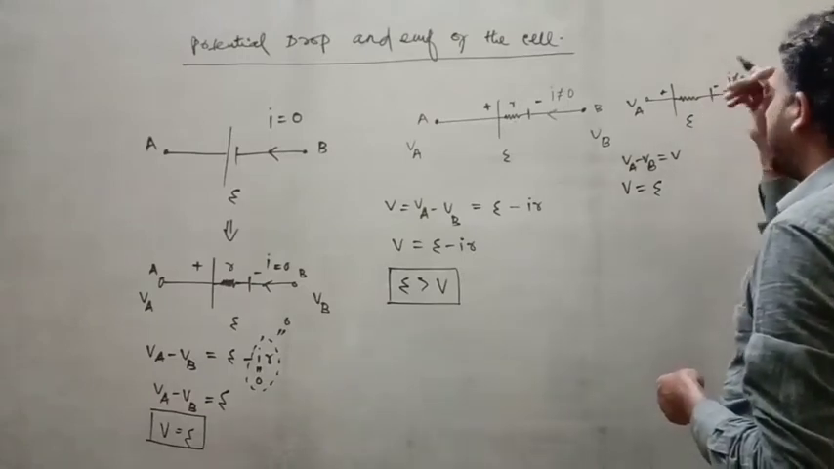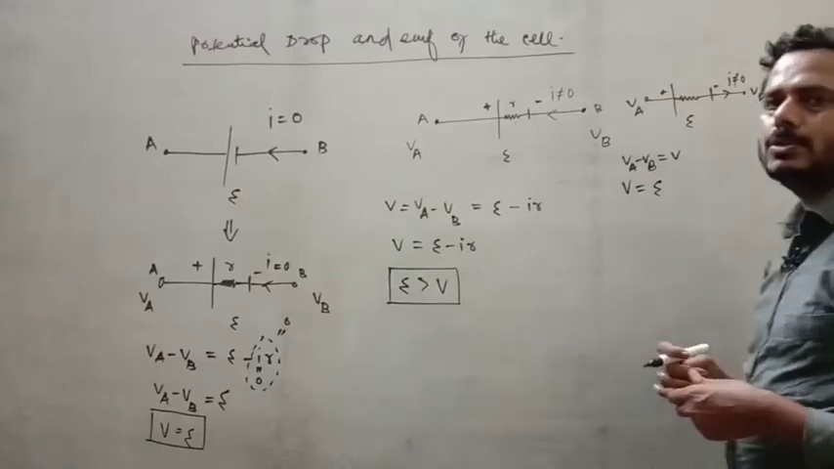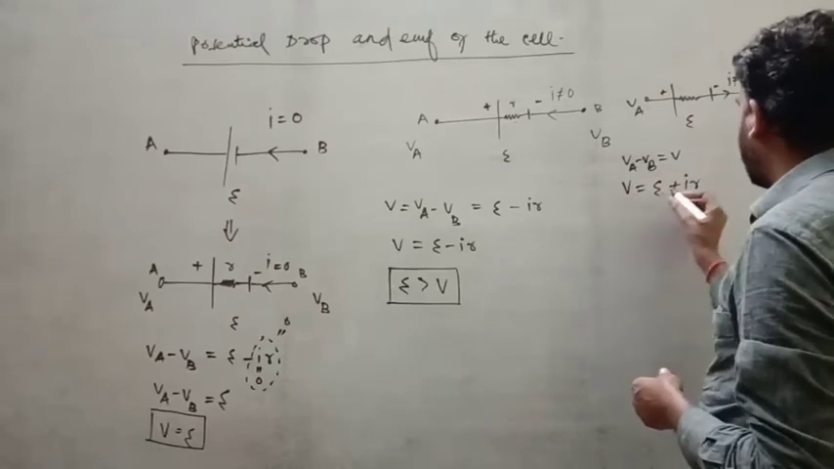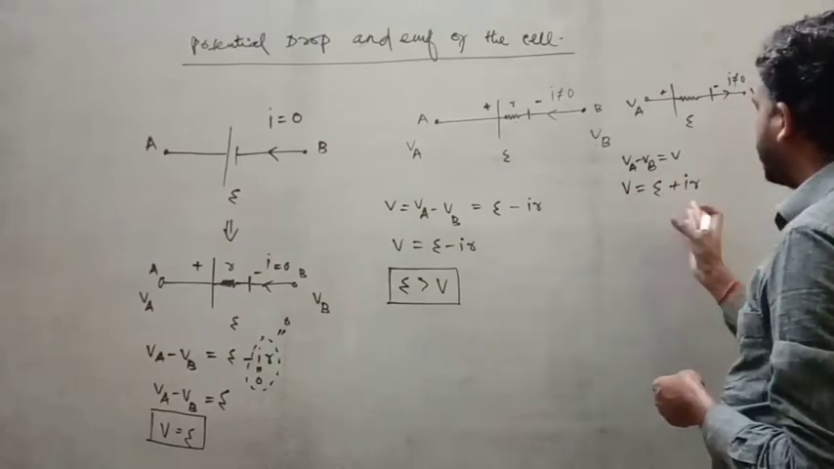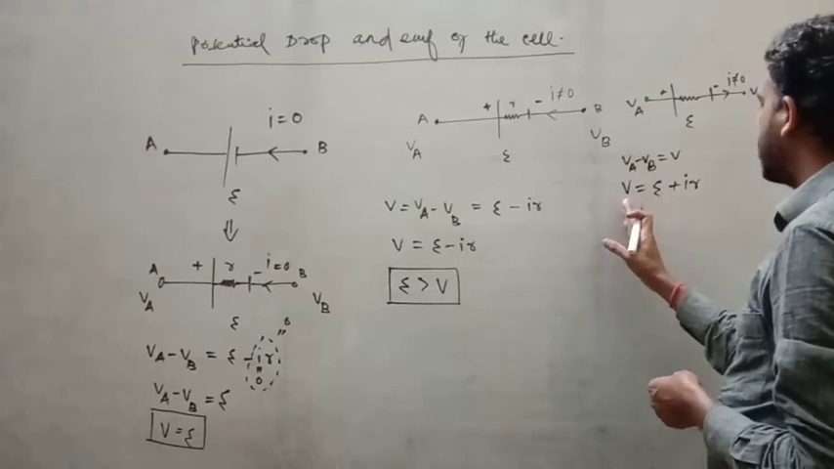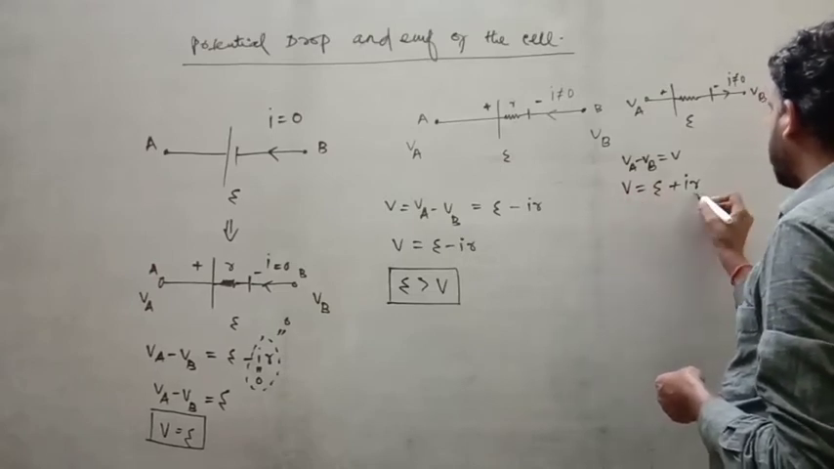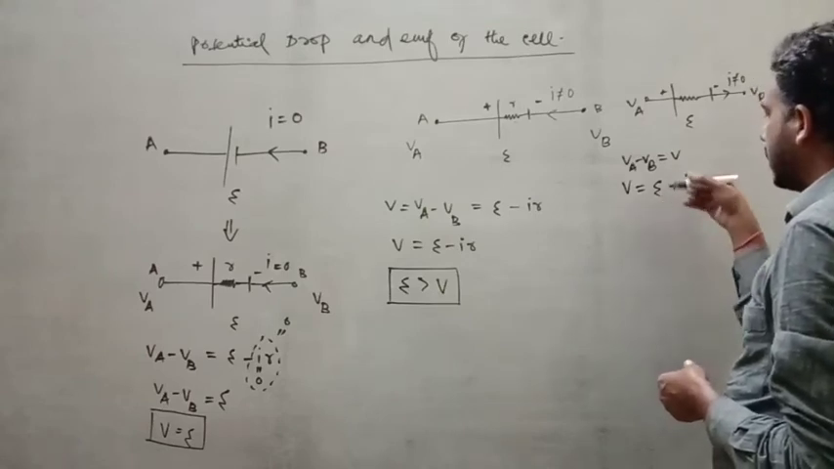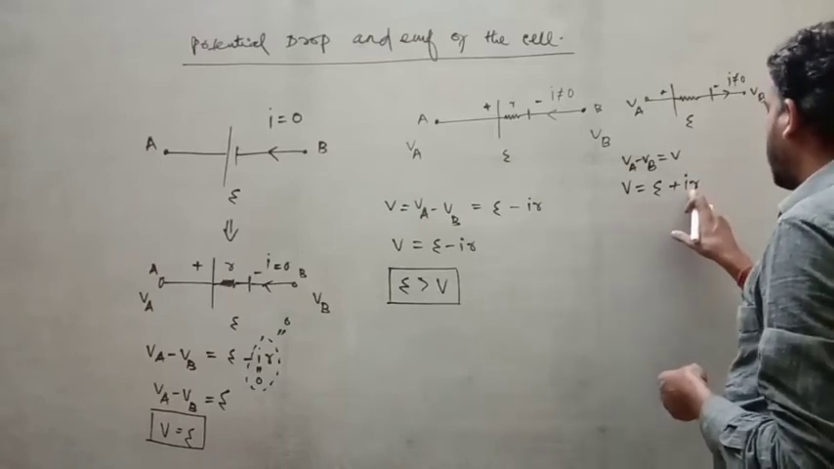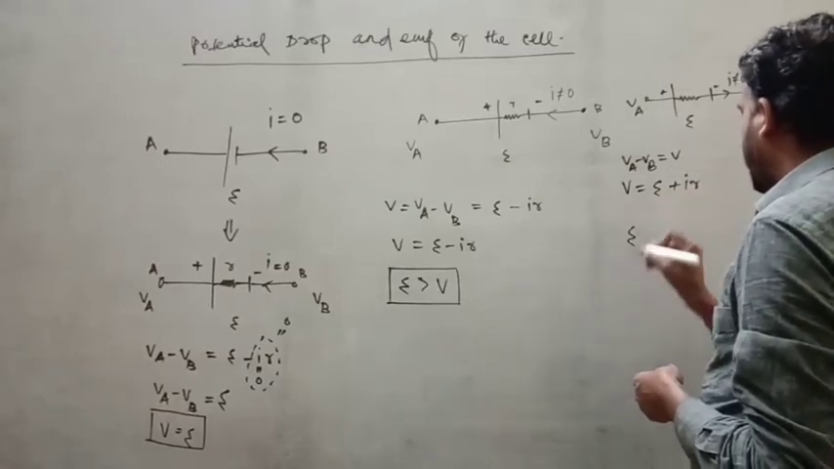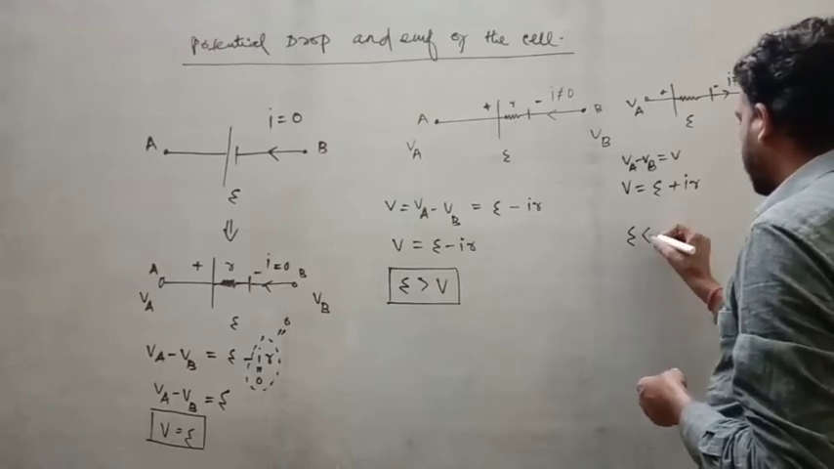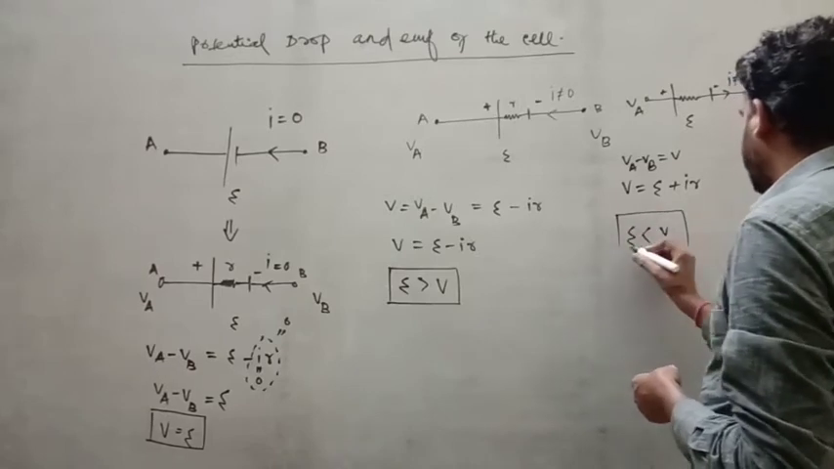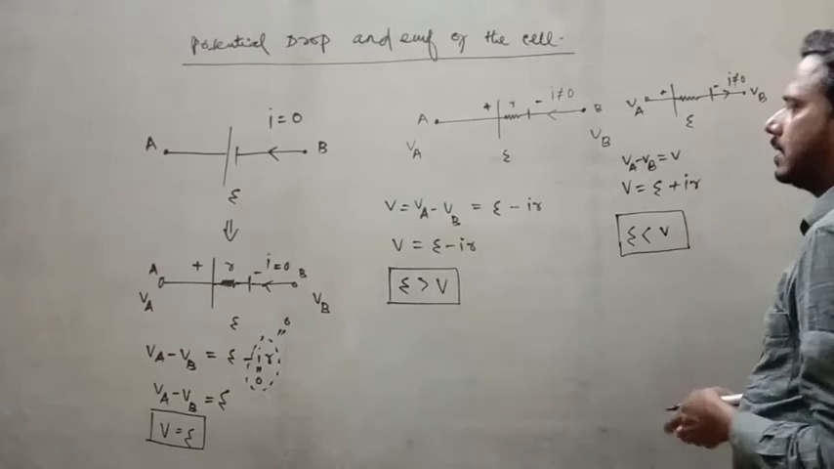The potential drop in this internal resistance would also be positive. That means plus IR. So this result shows that the terminal potential difference is equal to the sum of the potential drop in the internal resistance and the EMF of this cell. That means your EMF of this cell is less than the potential drop in the terminal of the cell. So this is the difference.